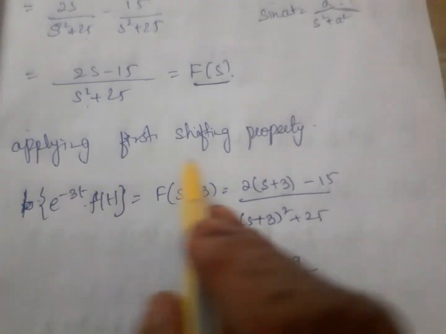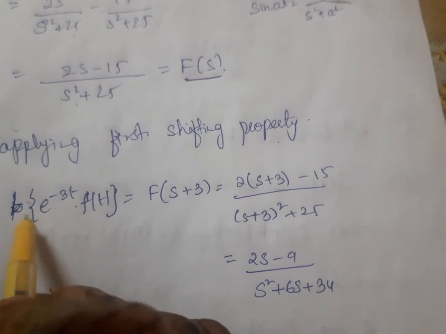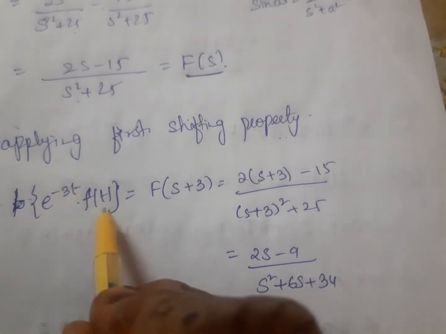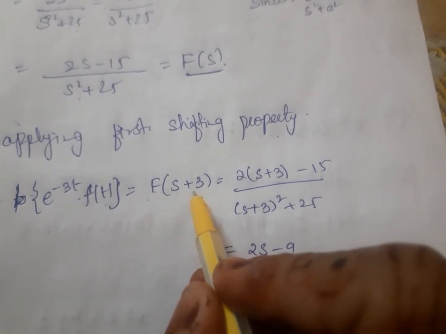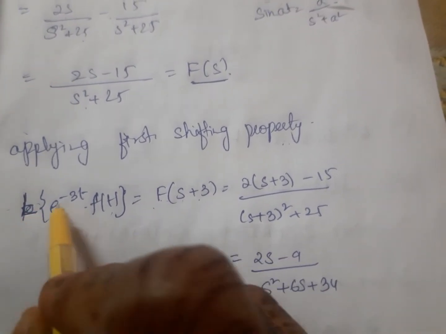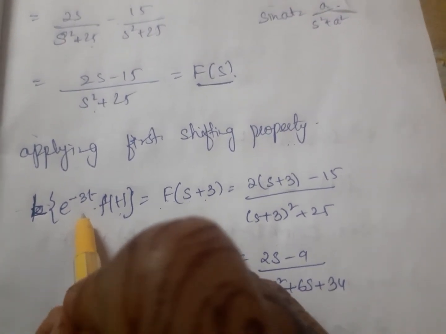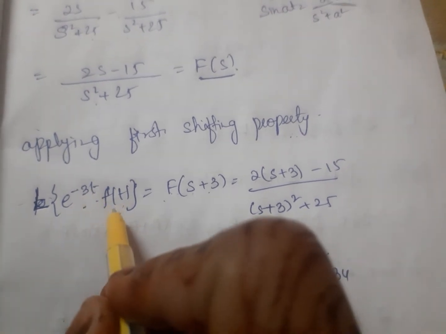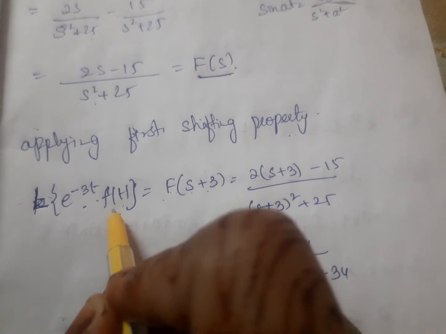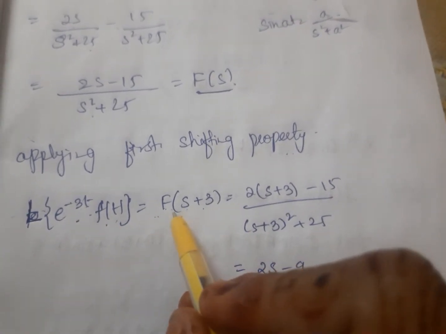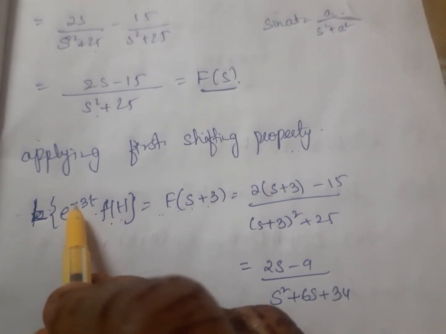Now applying the first shifting property. What is our first shifting property? L of e power minus 3t into f of t is F of s plus 3. Look at your given question: e power minus 3t f of t. f of t is nothing but 2 cos 5t minus 3 sin 5t, which we have taken before. That is equals to F of s minus a. So here minus into minus becomes plus 3.